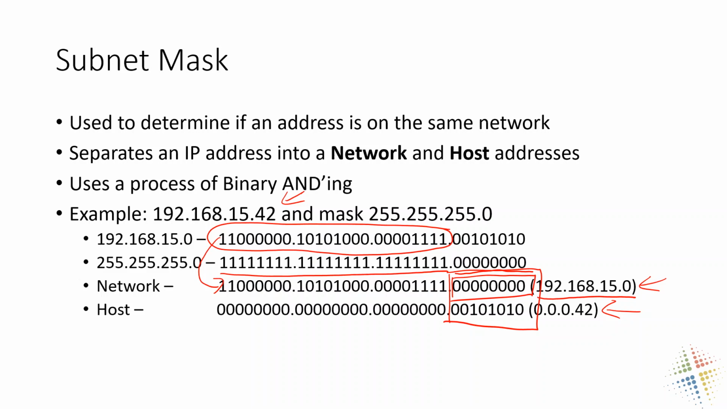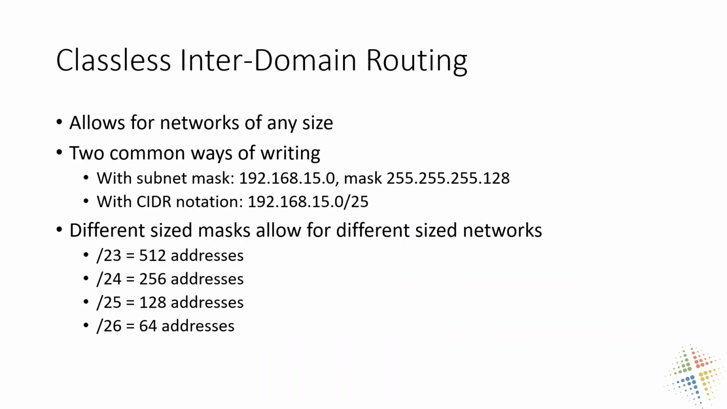Okay, so now that we know the purpose of a subnet mask, we know how these work. Now we can start getting into how classless interdomain routing works. And what it does is it allows for networks of any size, literally any size from 2 to 16 million hosts.